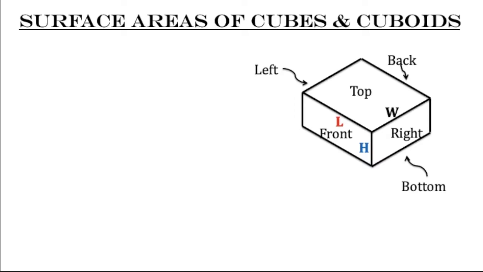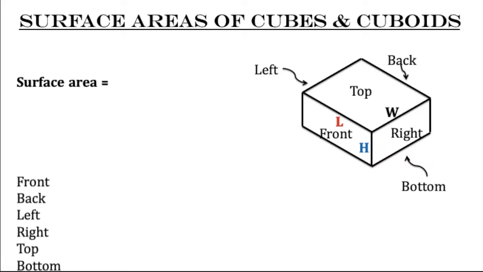For this cuboid or rectangular prism, you have 6 faces as we've just seen. This will be the top face and the bottom face, and there'll be the front one and the back one, and then there'll be this one on the right, and then there'll be that one on the left. So altogether 6 faces.